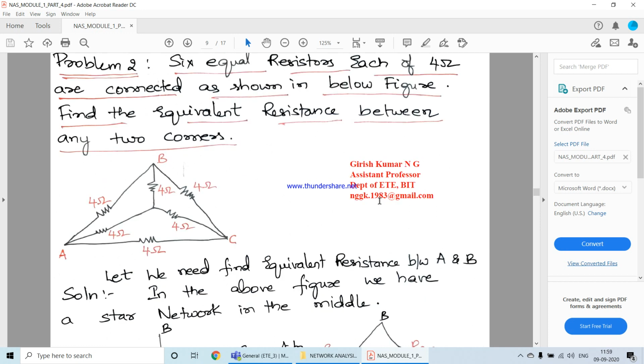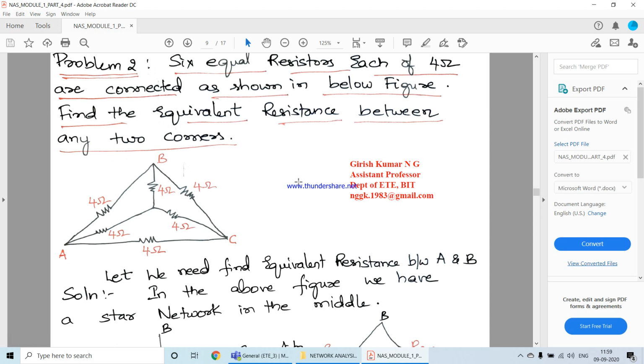Problem 2. So what is that? In problem 2 it says 6 equal resistors each of 4 ohms are connected as shown in below figure. Find the equivalent resistance between any two corners. Okay. So he is asking to find out the equivalent resistance across AB, or across AC, or across BC. Find out the equivalent resistance across any two corners.